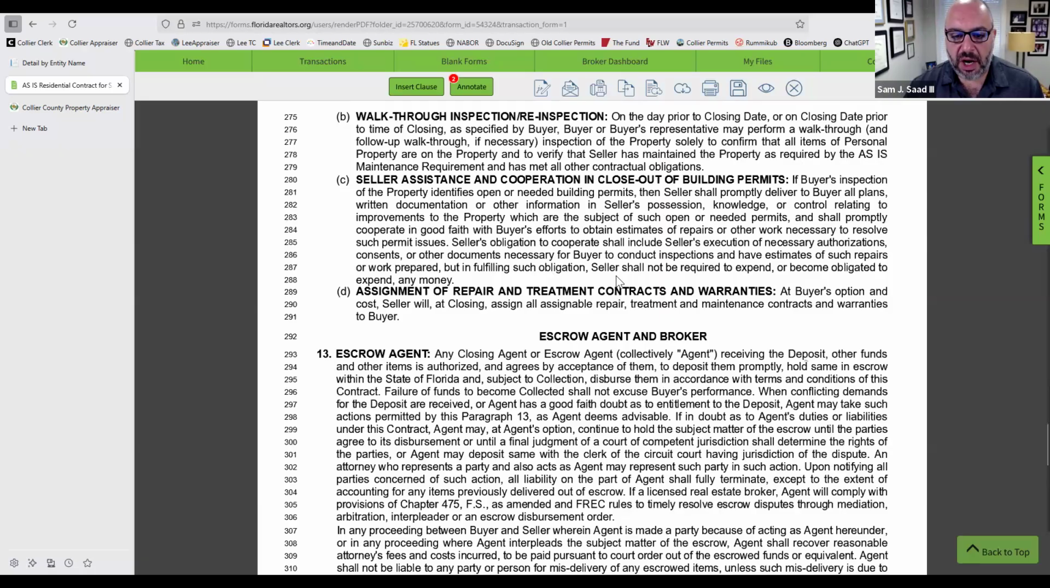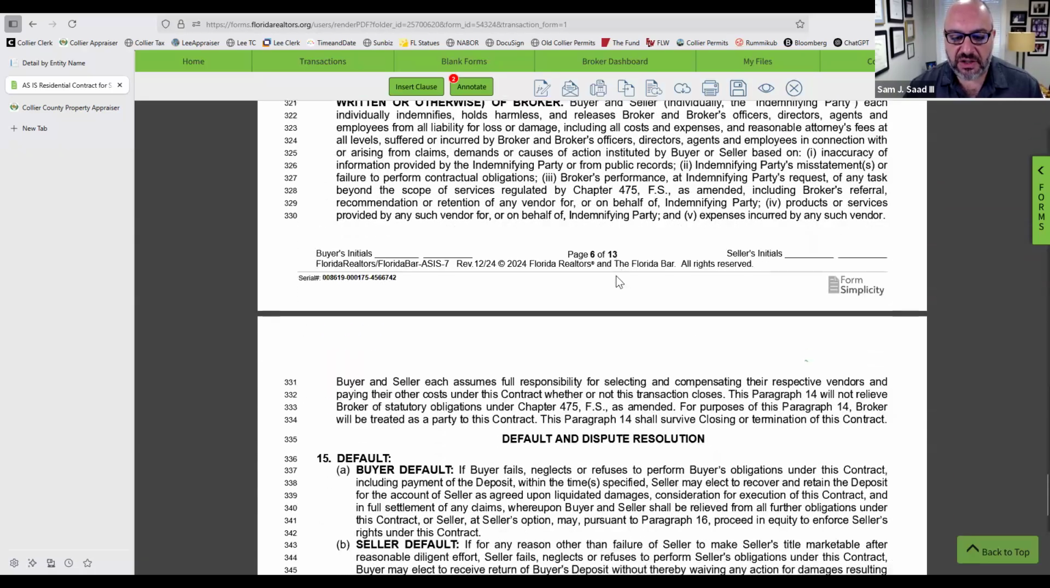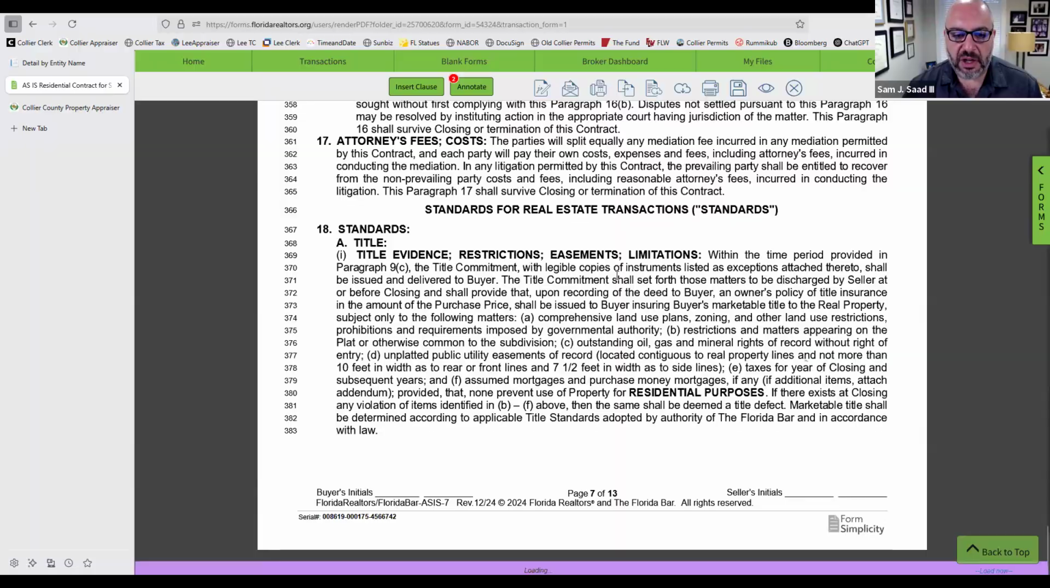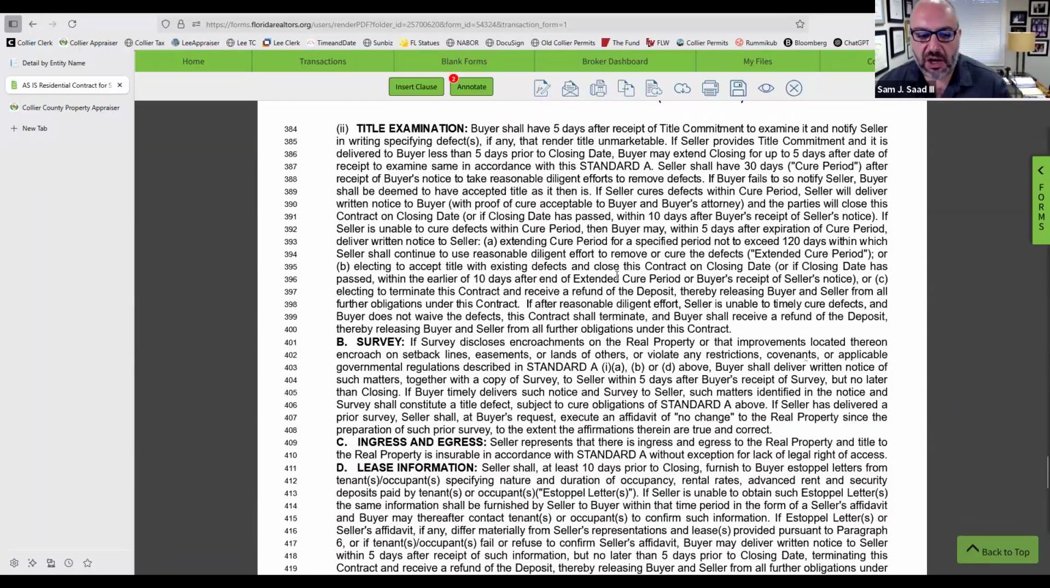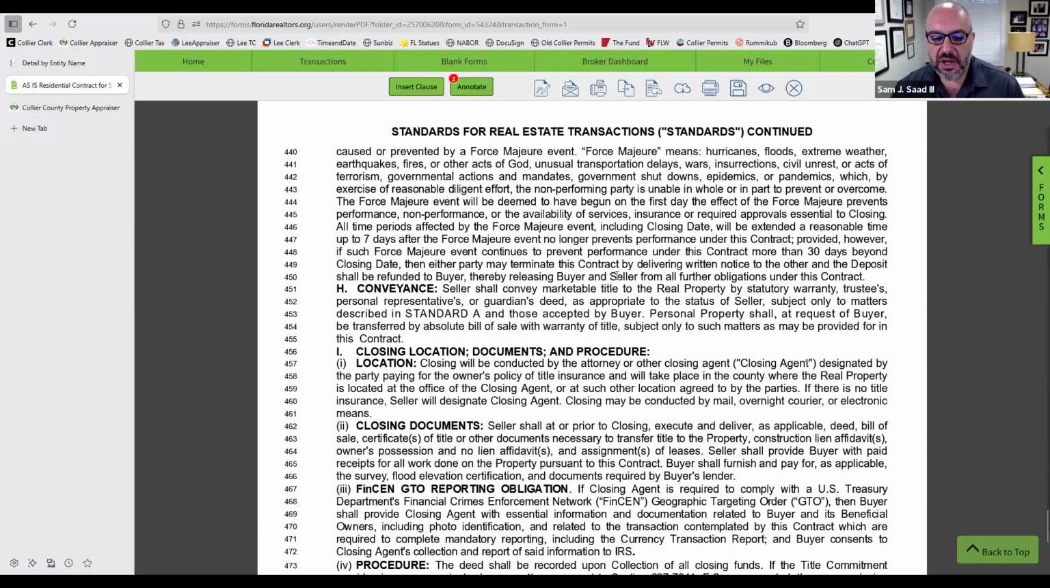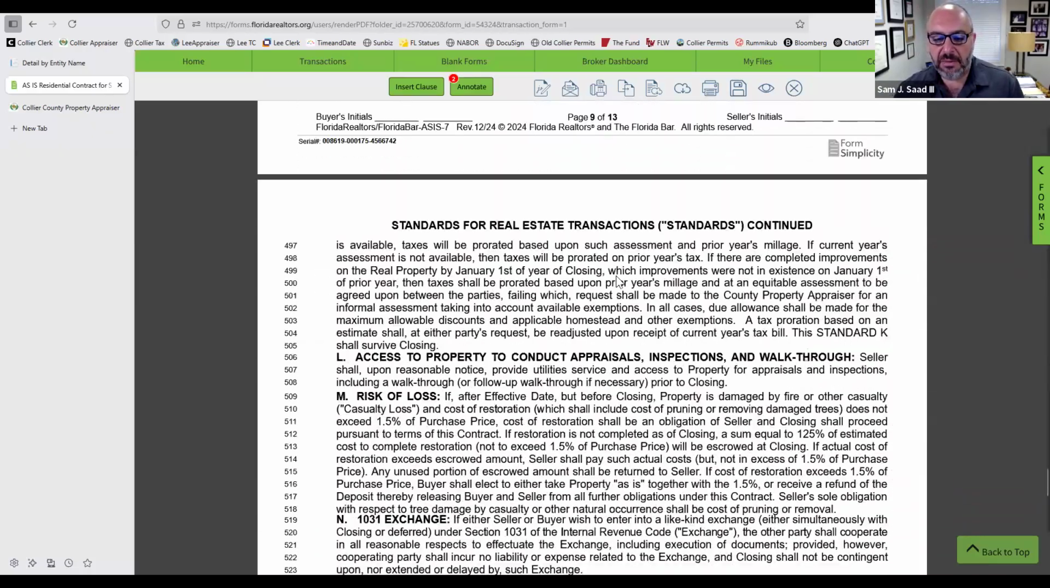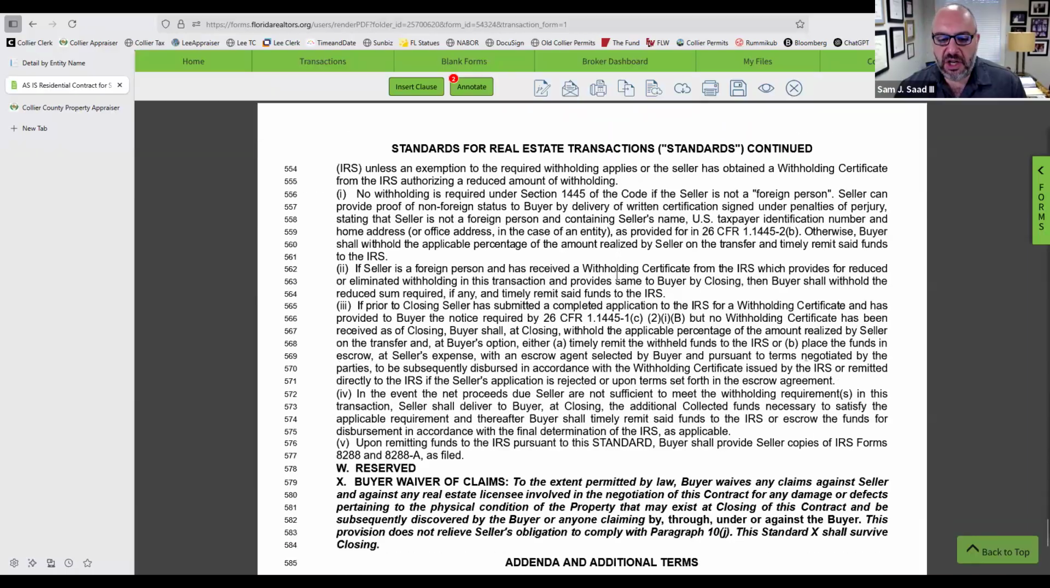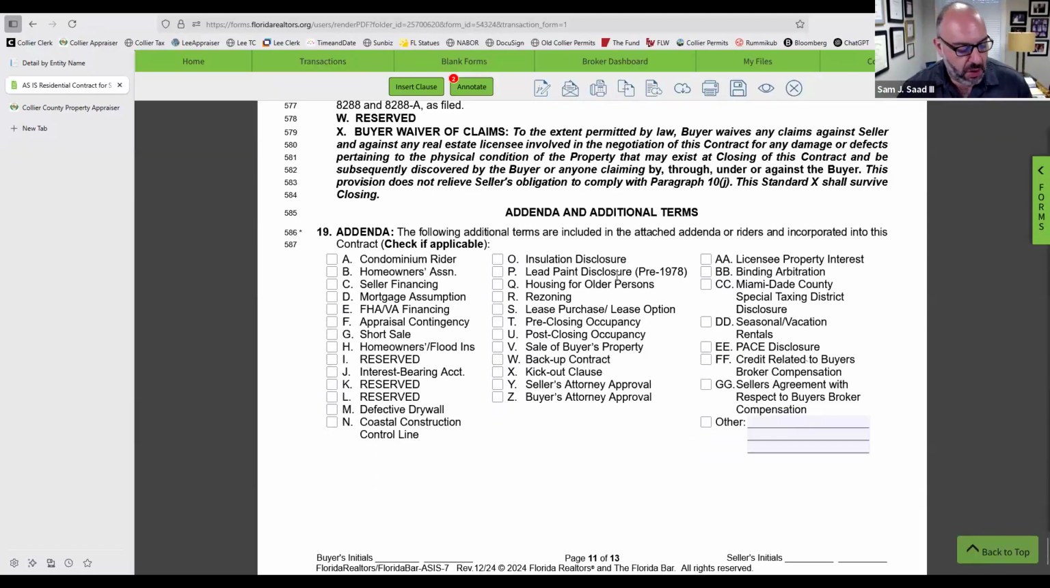Okay, going through our contract. We've got our provisions that are standard, our default, our transaction standards for title and surveys and everything else. Not much else to fill in here until we get to the addenda. So in this case, we're going to talk about a couple of addenda. I have my notes. We're going to talk about the, where is it in here? Mold, if I can find it.